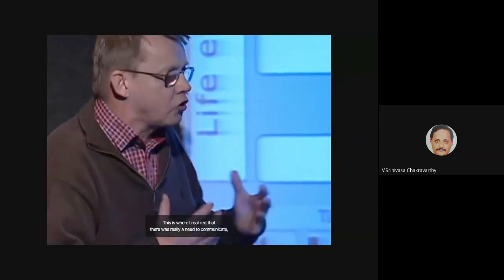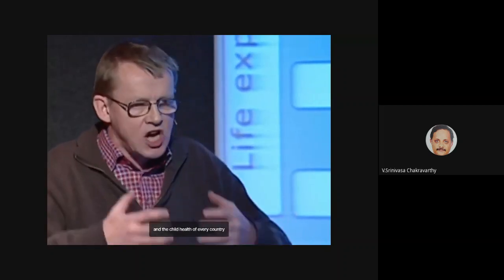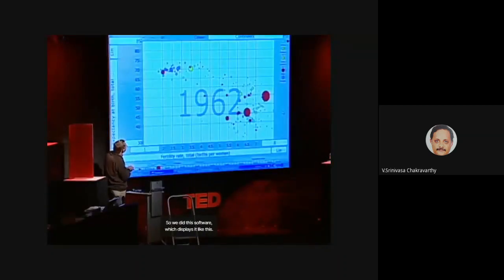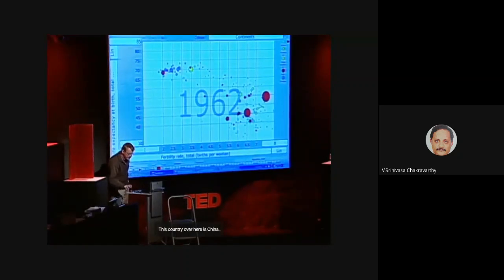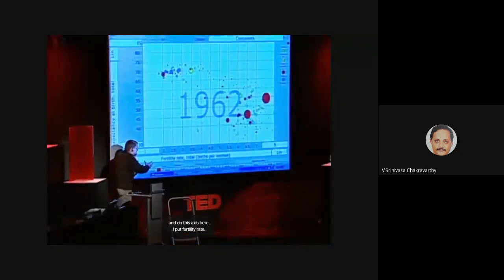So this is where I realized that there was really a need to communicate, because the data of what's happening in the world and the child health of every country is very well aware. So we did this software which displays it like this. Every bubble here is a country. This country over here is China. And this is India. The size of the bubble is the population. And on this axis here, I put fertility rate.